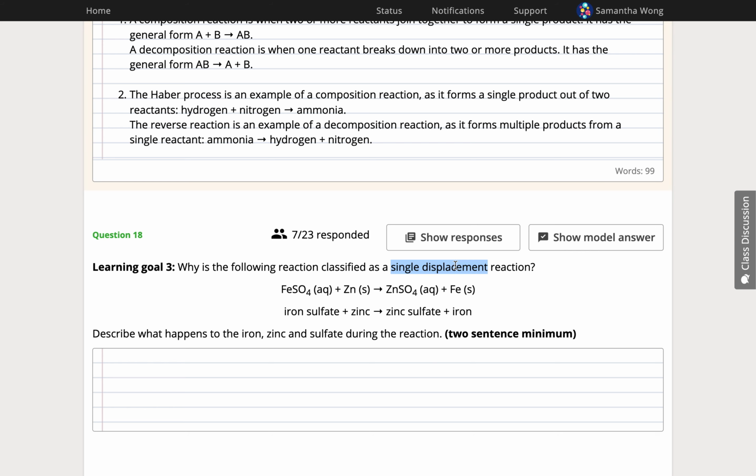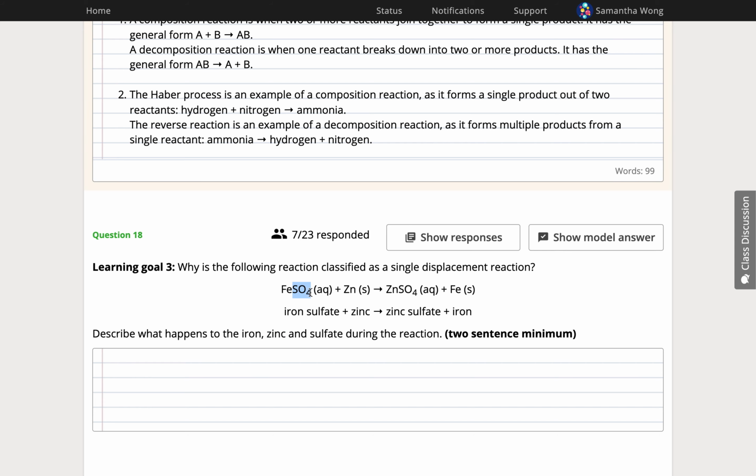Well, first of all, we're told it's a single displacement, and we know it's a single displacement reaction because the iron and the zinc swap places. So the iron comes along, the zinc comes along, boots off the iron, and now forms a solution with your sulfate, and your iron that was booted off now forms a solid. So it just swaps places. Now, we've talked about what happens to the iron and the zinc. So they just swap places and they are displaced.